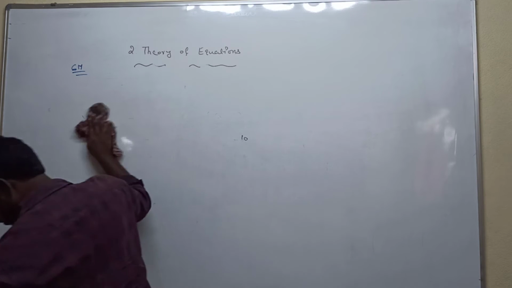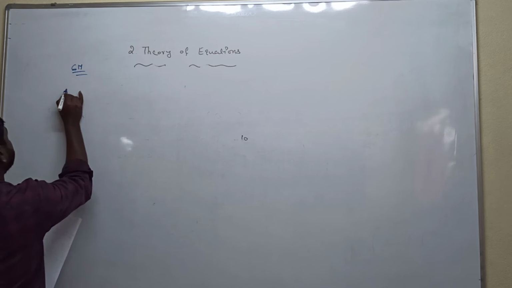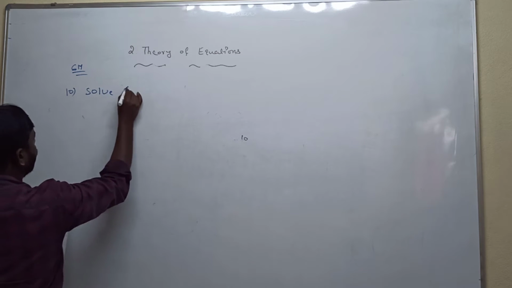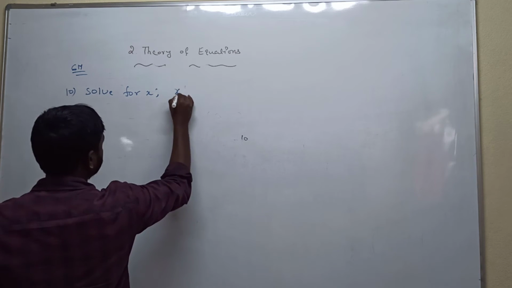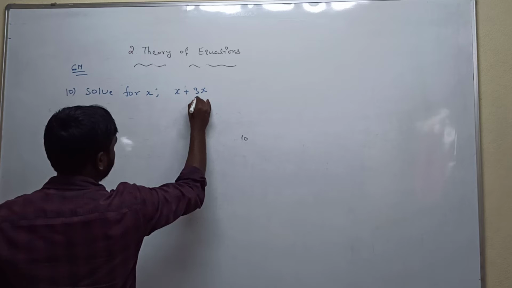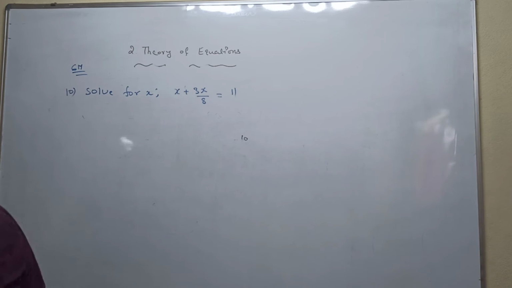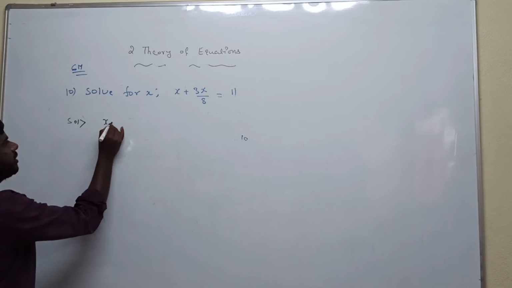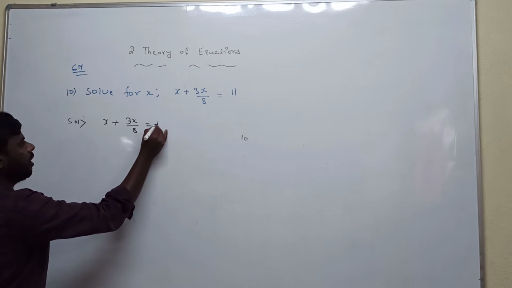The 10th question. Solve for x. x plus 3x by 8 is equal to 11. So solve for x. Find the value of this x, means what are the given equations, right? Given equation is x plus 3x by 8 is equal to 11.